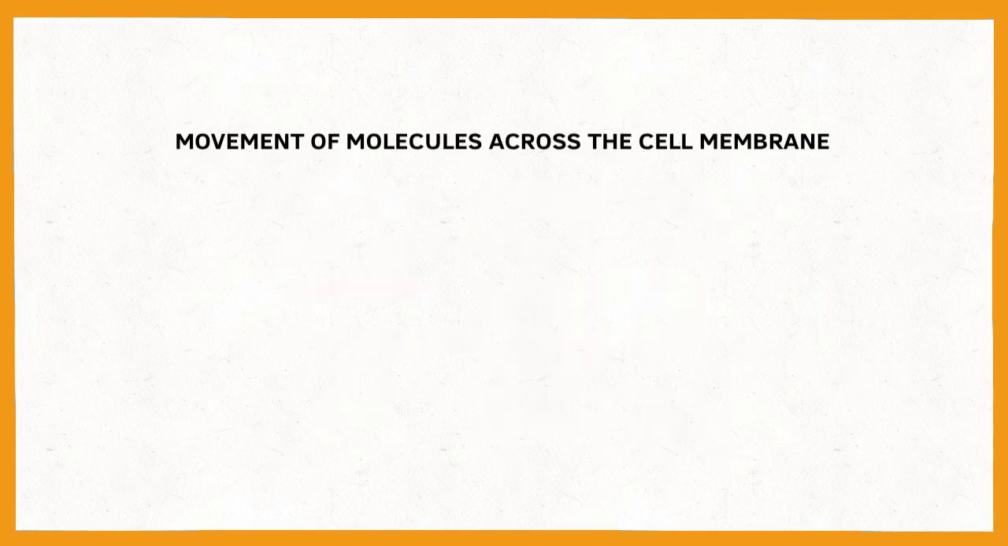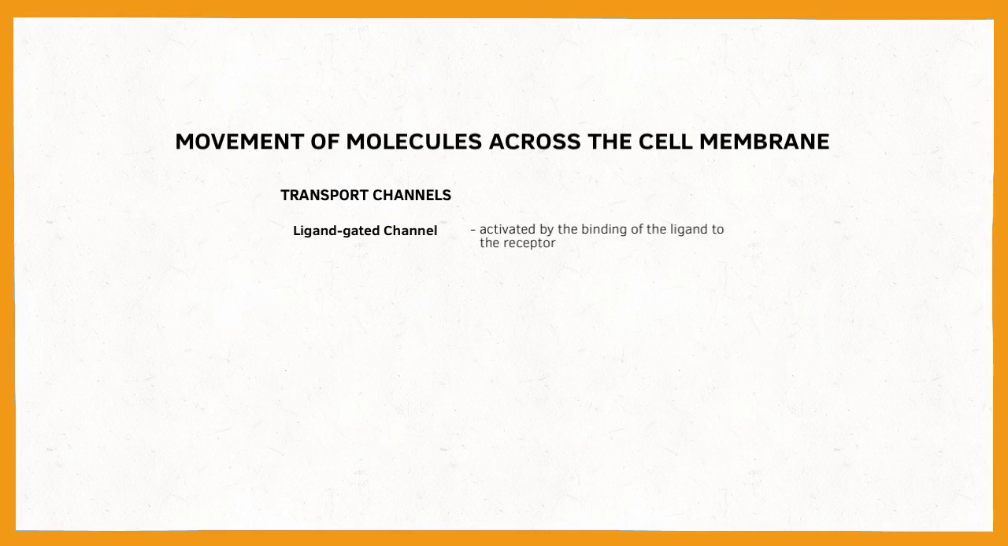Another way of movement of substances in and out of the cell is through transport channels. There are several types of transport channels. First is the ligand-gated channel. Ligand-gated channel is activated by the binding of a chemical substance, a ligand, to a protein or receptor. Another type is the voltage-gated channel.